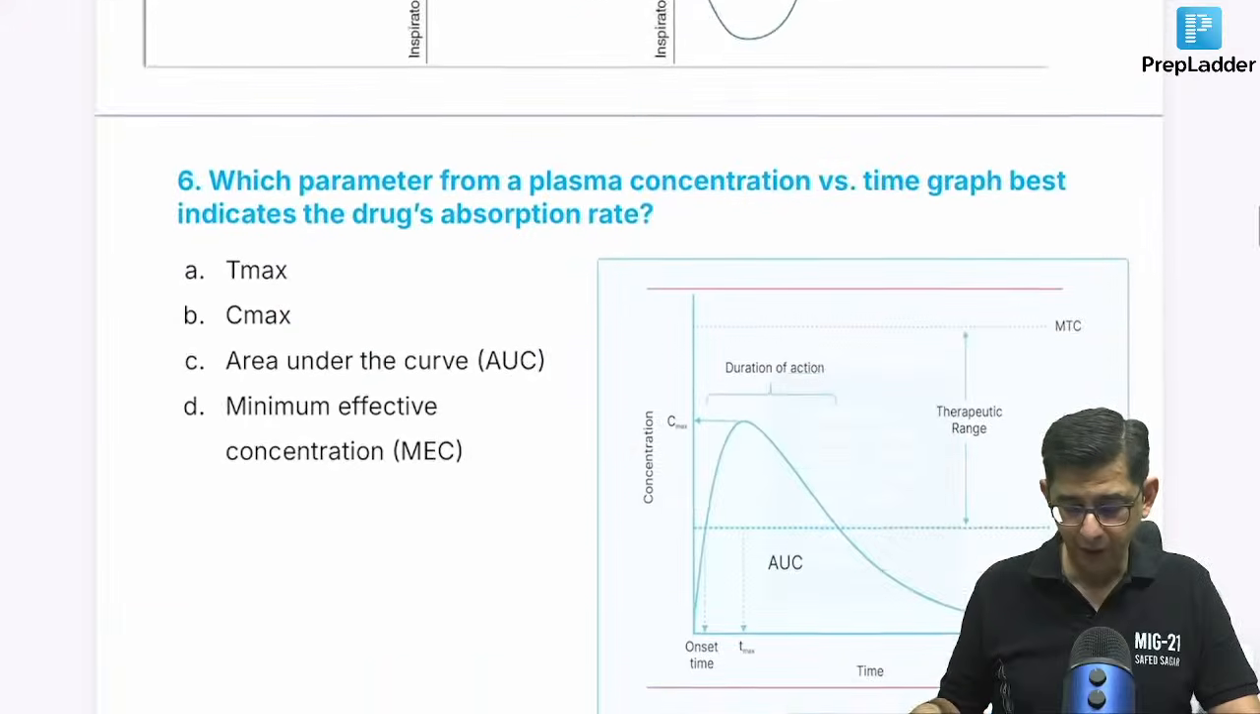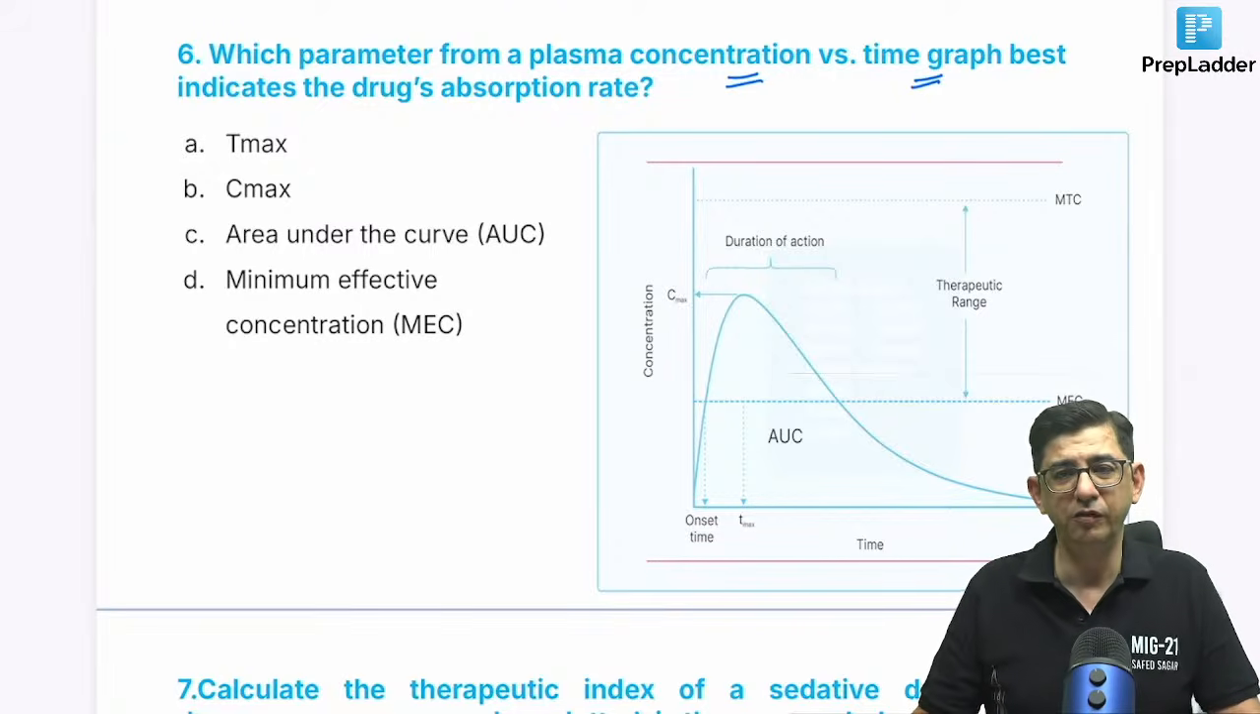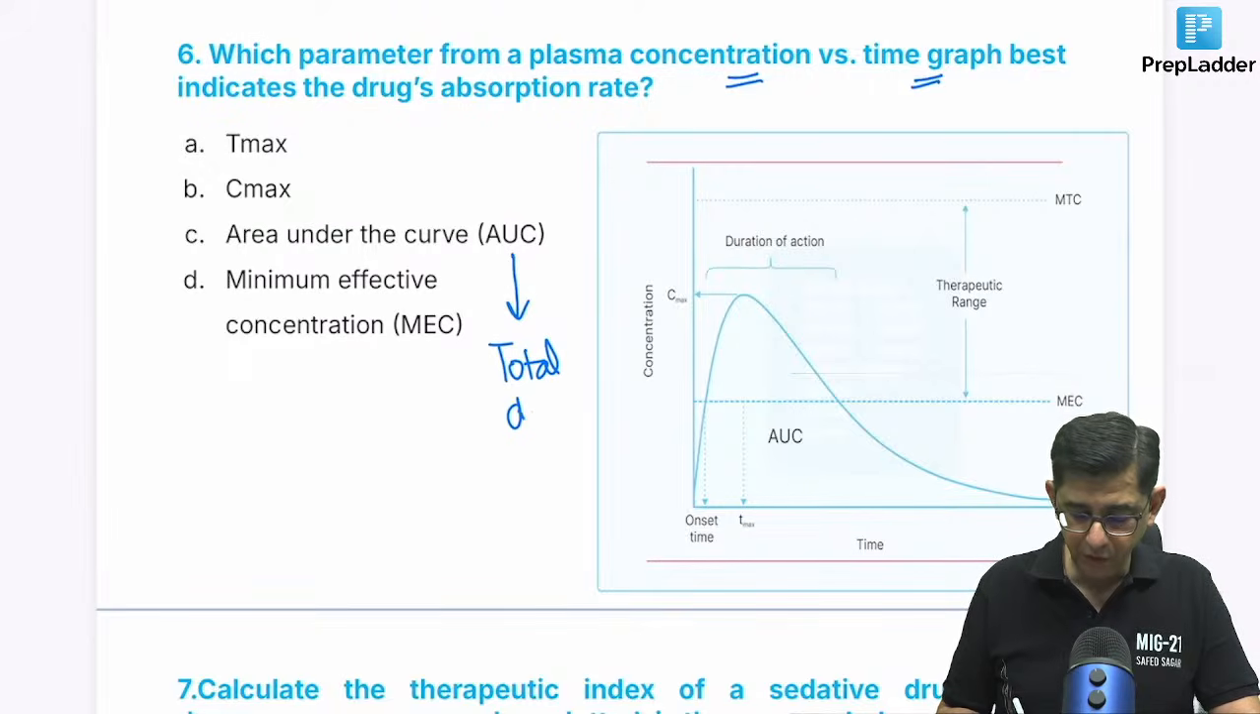Okay, guys. Moving to the subsequent question, we are talking about a plasma concentration versus time graph, which indicates the drug absorption rate. In fact, I would rate this as the easiest one among all of these that I've discussed before you. As far as area under curve is concerned, that would be total drug exposure. So that obviously cannot be the answer in this question. I'm ruling out at least one option for you guys.